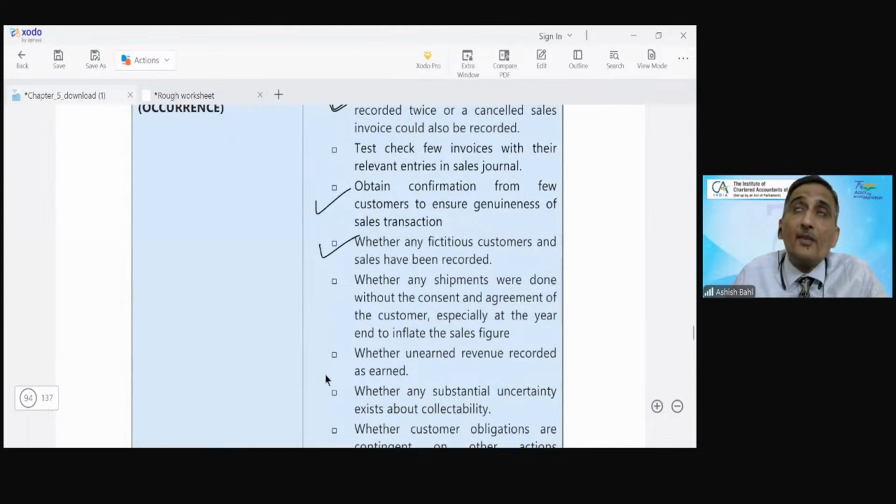So sometimes what the entities or companies may do, in order to increase their revenue, they may try to show unearned revenue as earned, like some advance has been received and they might book it as revenue just to inflate their sales. Okay.